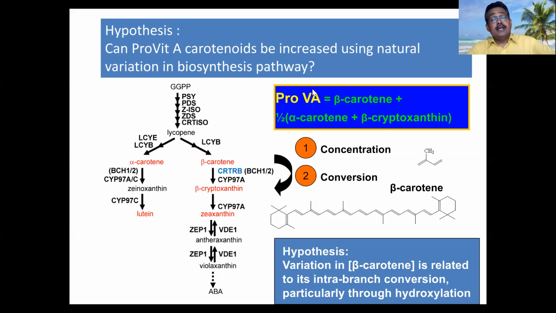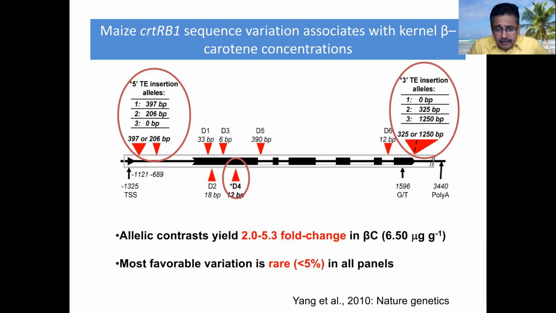So when you want increased provitamin A, the major component is beta carotene. A small portion of alpha carotene and cryptoxanthin contribute to increased provitamin A. But the major component is beta carotene; if you only increase beta carotene, you can increase the provitamin A availability in the foodstuffs. Okay. Coming to the first paper, during 2010 in Nature Genetics, Yan's group identified the gene responsible for increasing beta carotene. Here they characterized the CRTRB1 gene.